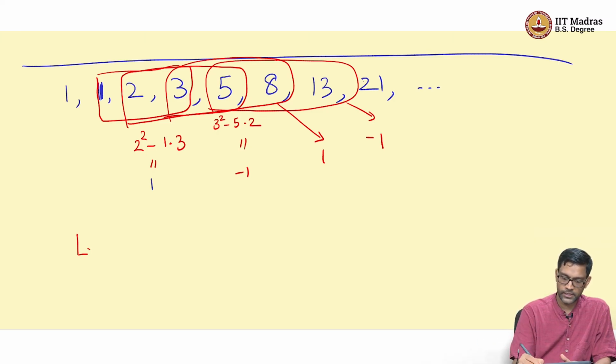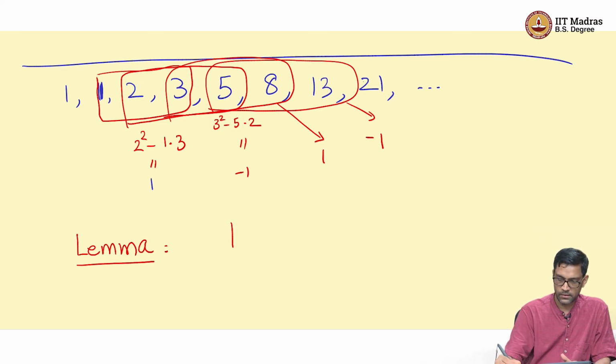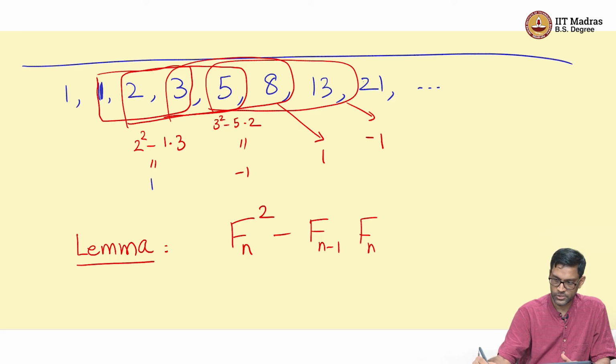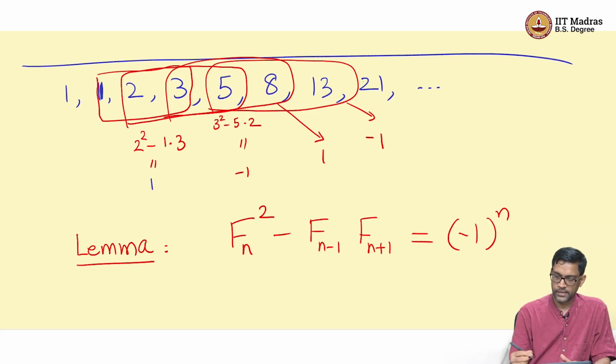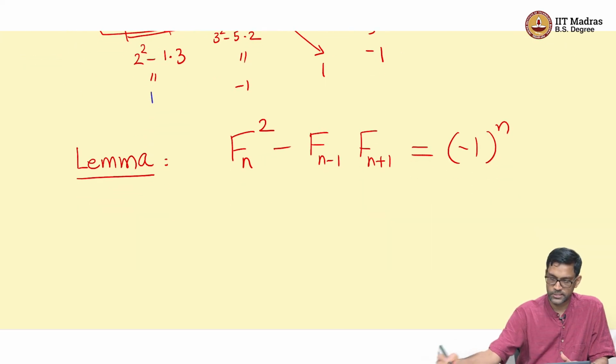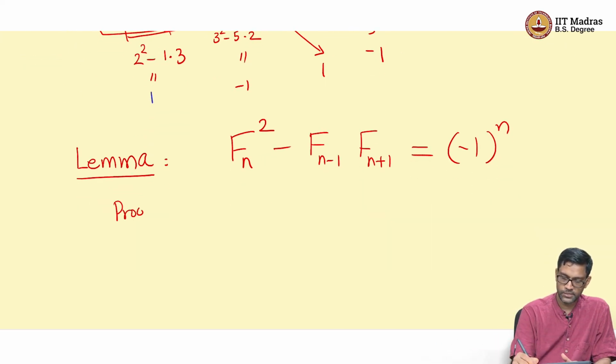So the following is a little lemma that tells you where this oscillatory behavior comes from. It says if you look at f n squared minus f n minus 1 times f n plus 1, this is just minus 1 to the power n. I am going to leave the proof to you. This is just a simple proof by induction.